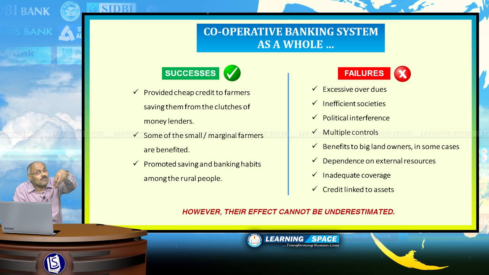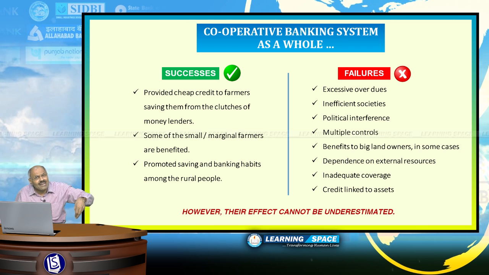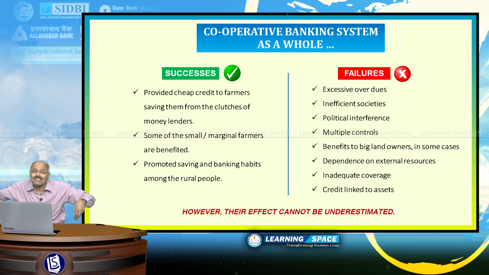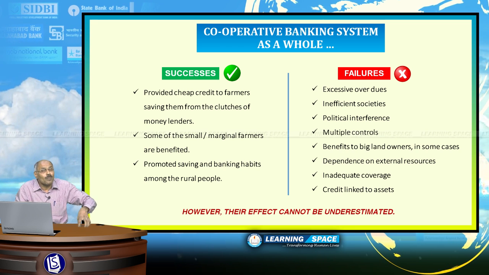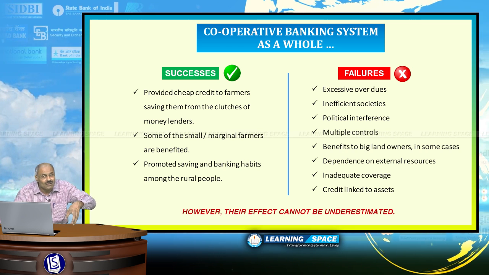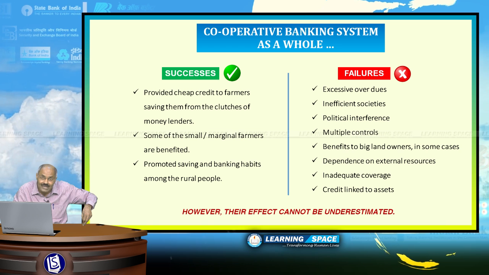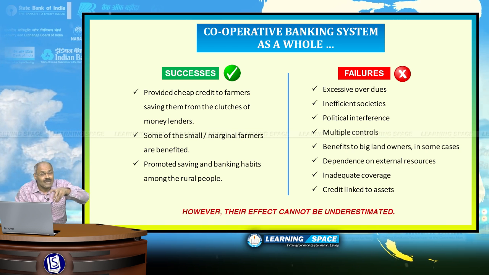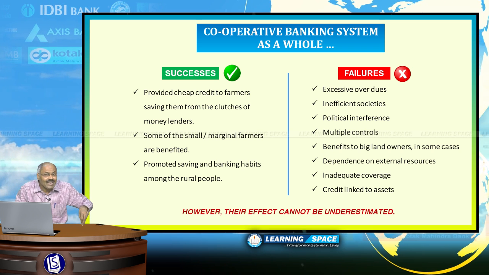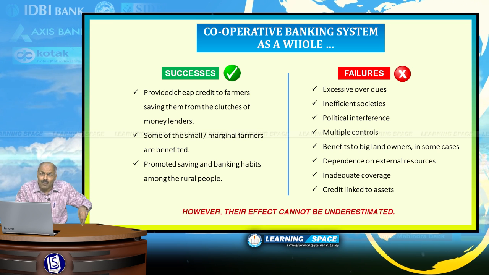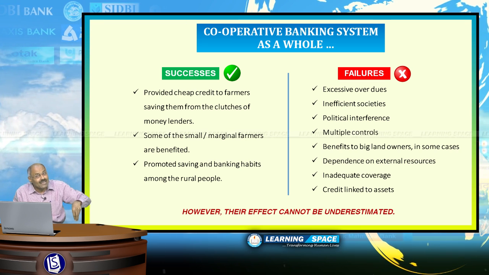It provided cheap credit to farmers, saving them from the clutches of money lenders, because money lenders charge huge interest rates. So the cooperative banking system is successful up to the extent that they are able to bring farmers out of the clutches of money lenders. Definitely some small or marginal farmers benefited, and please don't forget, it promoted the savings habit among rural people, because several villages even today do not have bank branches. That's why PACS inculcated the habit of saving in rural areas also.